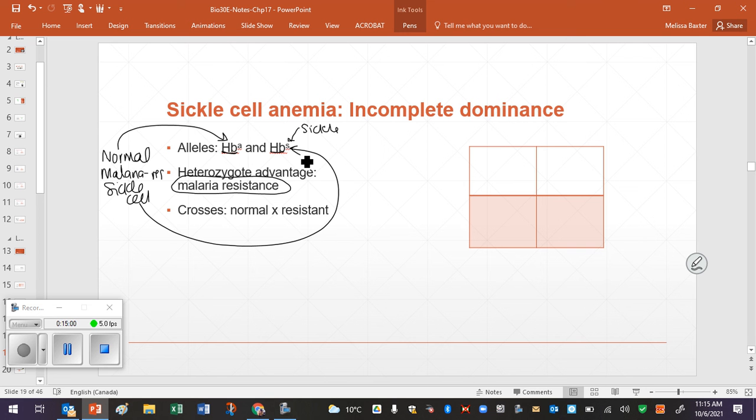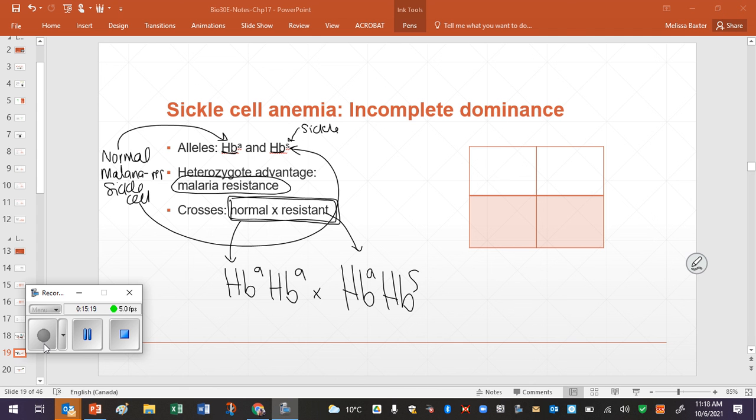So the cross I'd like us to do is this. So you take a moment and you do this cross. Decide what the genotypes of a normal and a resistant person are. So that's malaria resistant. And let's figure out the phenotypic ratios in their offspring. So folks, the first thing I would do is fill out what the parents' genotypes are. That's always the first thing that I do. Even if I don't know all of the answers, I always start there.